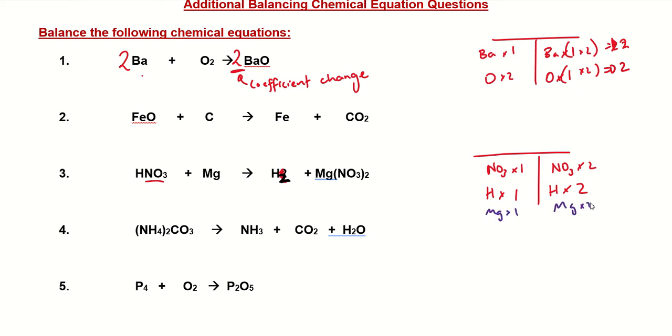So the thing that doesn't balance out firstly is the nitrate. So I'm going to put a 2 in front here. That gives me 2 hydrogens, so that equals. And that gives me 2 nitrates. Magnesium's already balanced, so that's it. That's how you do that.